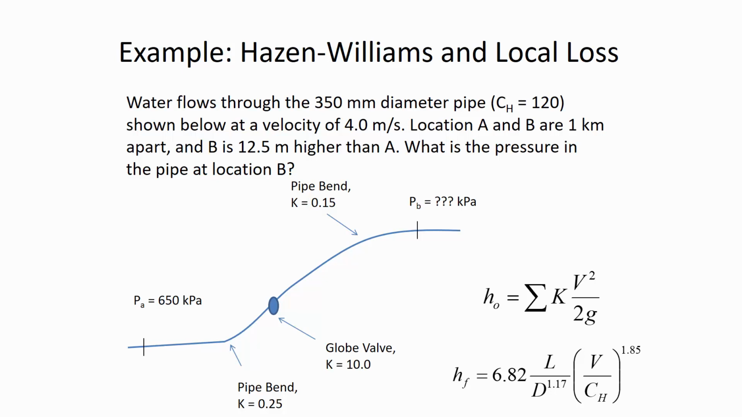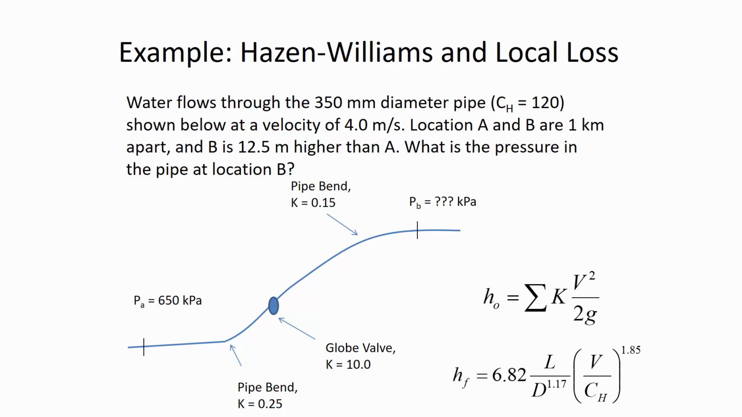You can add up the Ks, and this is an important point, let me emphasize, you can only add them up if the velocity is the same at all 3 points. And we have one pipeline of a diameter that isn't changing. The diameter is 350, so the velocity at those three locations will be the same.